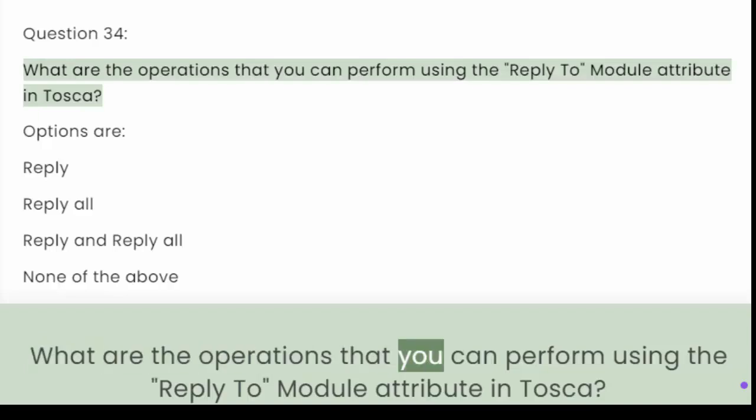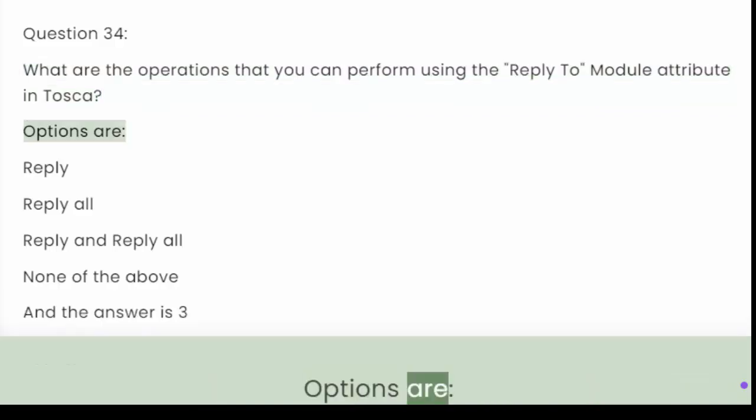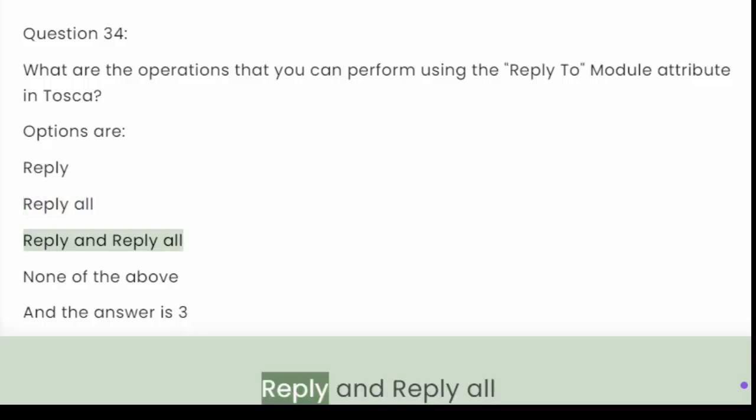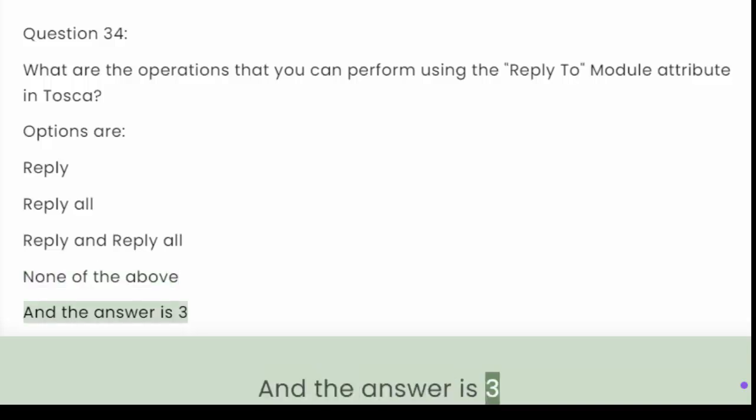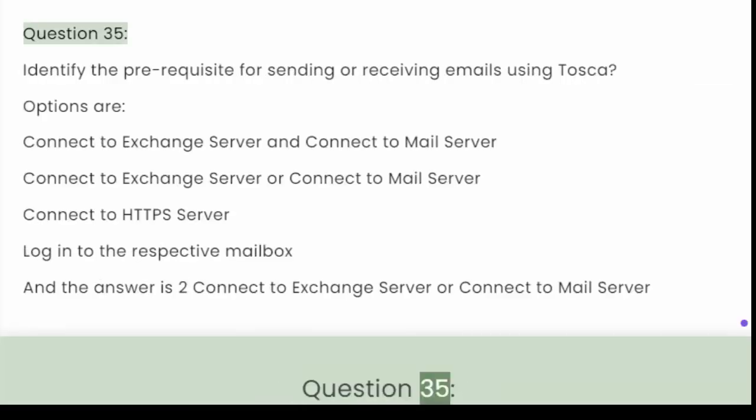Question 34. What are the operations that you can perform using the Reply To module attribute in Tosca? Options are: reply, reply all, reply and reply all, none of the above. And the answer is 3. Reply and reply all.